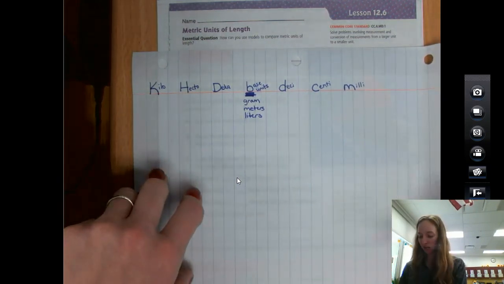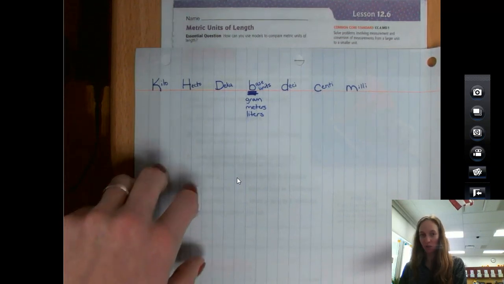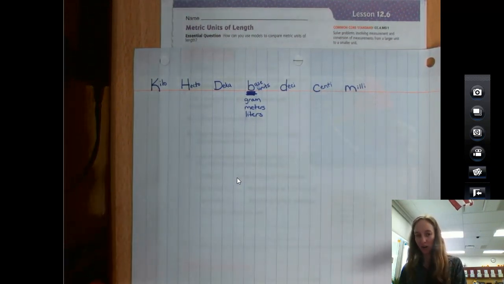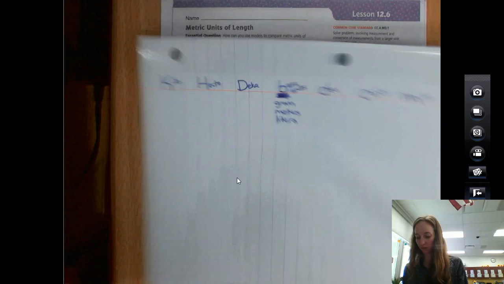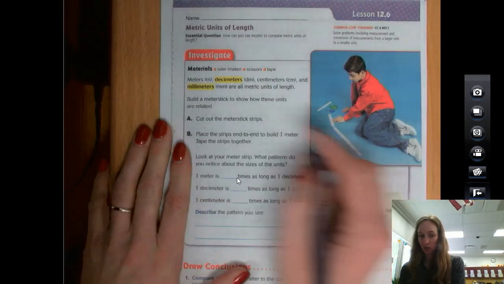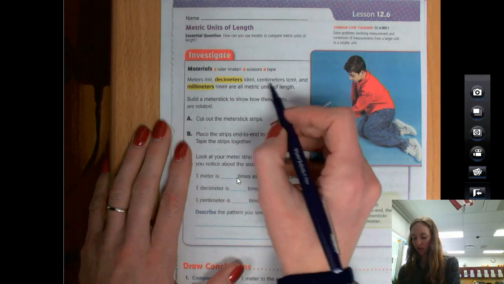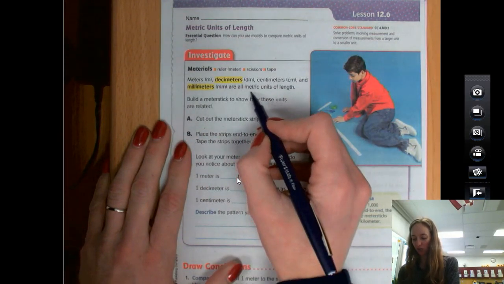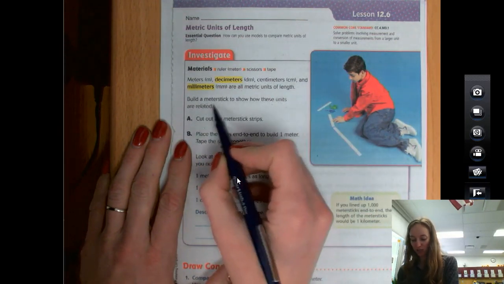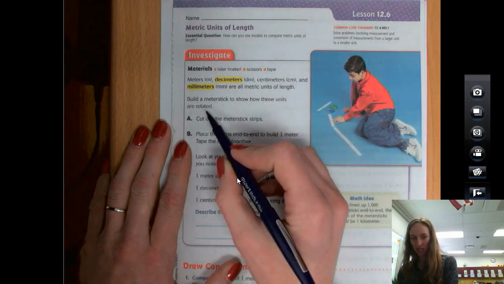We're going to keep using this over and over. So for right now, I'm going to set this aside because we're going to be starting the math lesson, but you're going to need this over and over. Meters, abbreviation is M. Decimeters, centimeters, and millimeters are all metric units of length. Build a meter stick to show how these units are related.